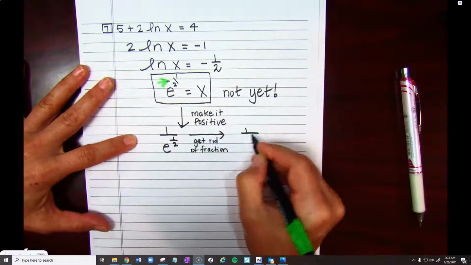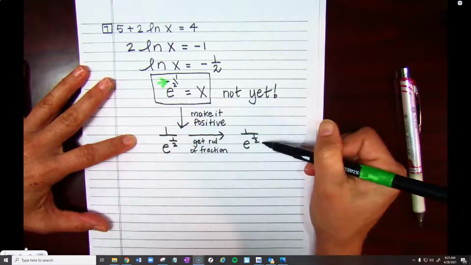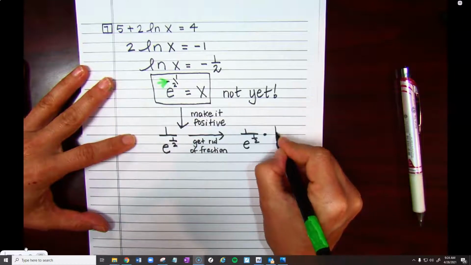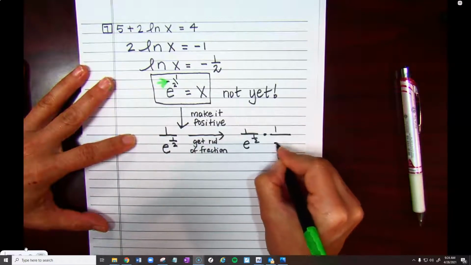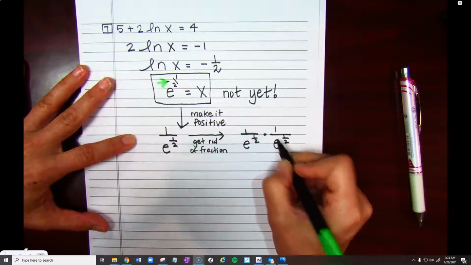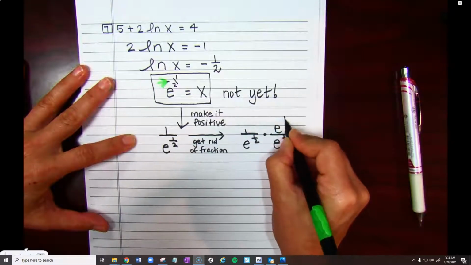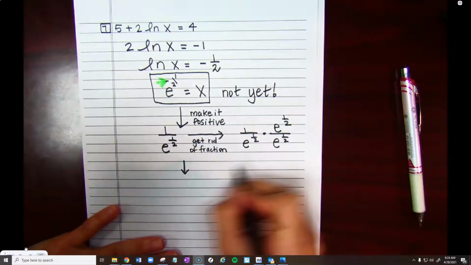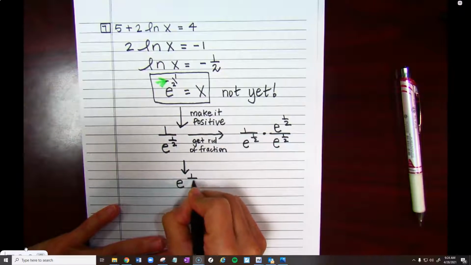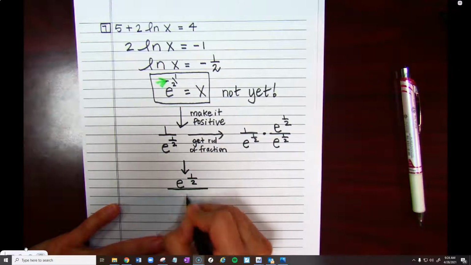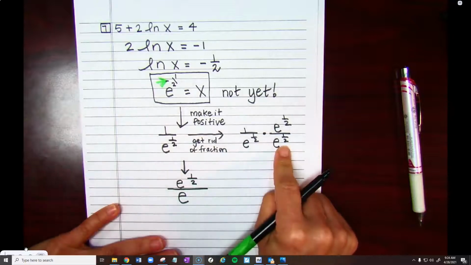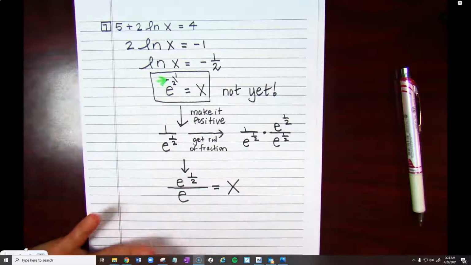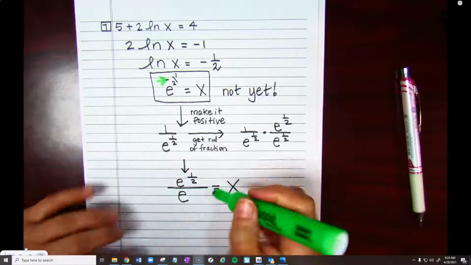All right, so I want that to be a whole number right there. So I have a half, which means if I add one more half to it, it's going to be a whole. So we're going to multiply both the top and bottom by e to the half. So now what we're going to get is e to the 1/2 on top divided by just plain e on the bottom, because a half plus a half is a whole. And this is proper form for the exponent, and this is what we need to box in.